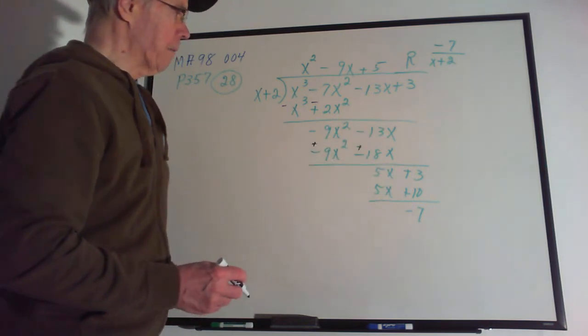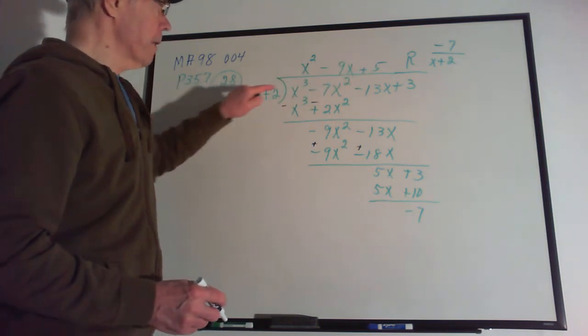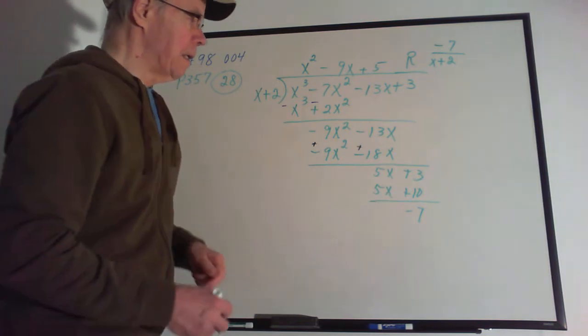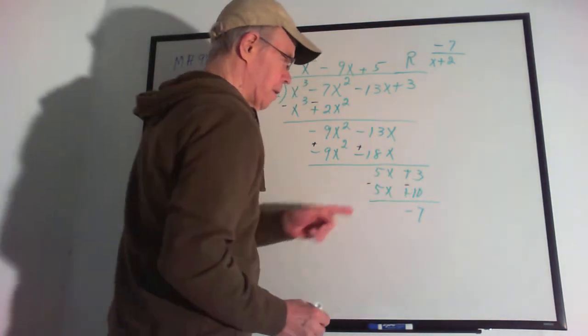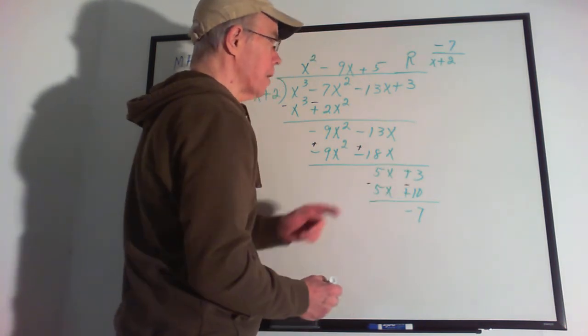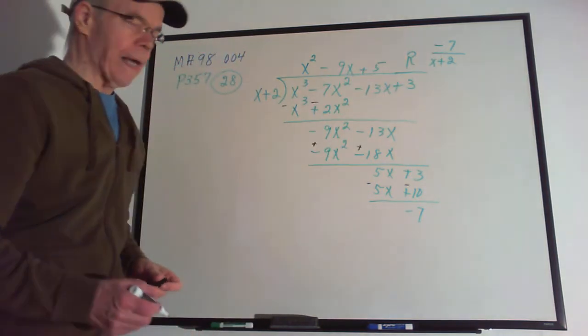Bring down the 3. 5x divided by x is plus 5. 5 times x is 5x. 5 times 2 is 10. Again, you go through, you change the signs. 3 plus a negative 10 gives you a negative 7. So you have a remainder negative 7 over x plus 2.